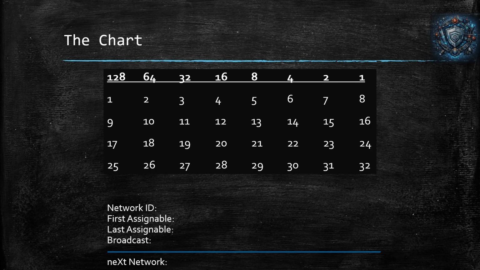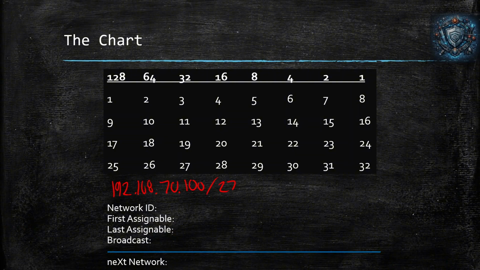So there is a process for how this chart is intended to work, and we're going to do this 2 ways. The first way is we're going to get an IP address and a CIDR. Let's say we're given 192.168.70.100, and let's give it a CIDR of 27.